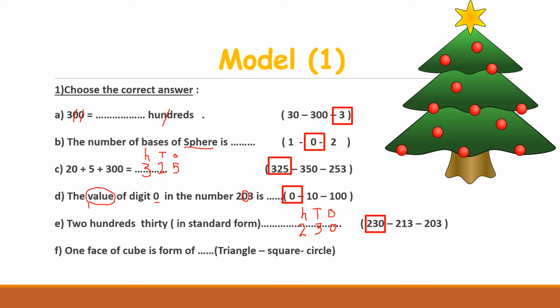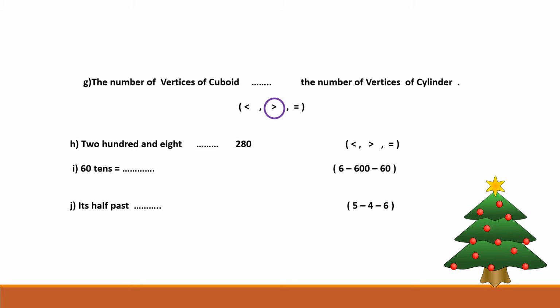Here one face of cube is formed like what? When you sing the song of cube, you can find the one face of cube is like square. Okay. The next question here, the number of vertices of cuboid. So you should sing the song. So the number of vertices of cuboid is 8.